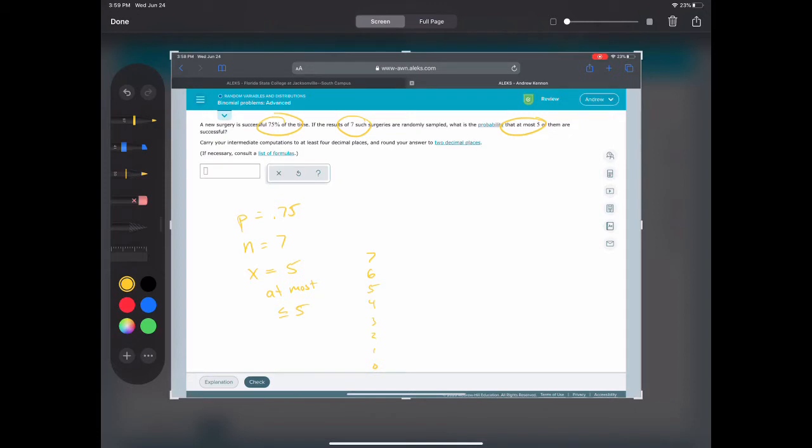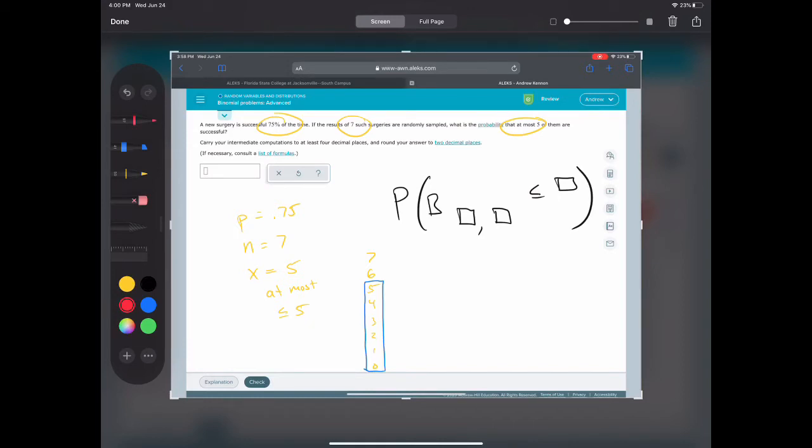So if we're going to look at 7 surgeries, somewhere between 0 and 7 of them are going to be successful. But this problem says at most 5. So what's the probability that we pick 7 and we get either 0, 1, 2, 3, 4, or 5 that are successful? Okay, so the way our calculator sets up, this is why the advanced ones are a little... It has a button that looks like this. Okay, so the way it sets up is it has this less than or equal to. That's why it makes these a little bit easier.